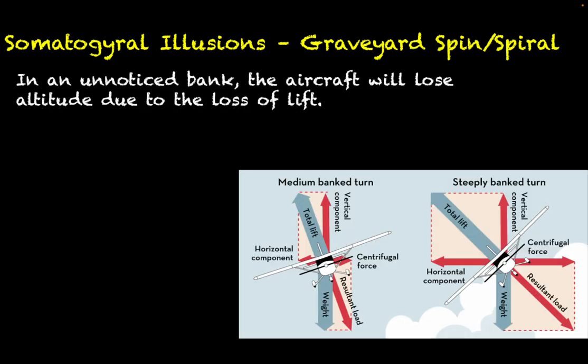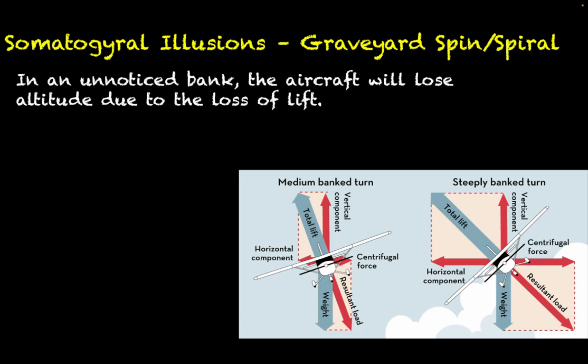Okay, so a little bit more on the graveyard spin and graveyard spiral. So in an unnoticed bank, the aircraft will lose altitude due to the loss of lift. We talked about this back in chapter 8, right? So this is why you pull up to 2 Gs in a bank turn. So a 60-degree bank turn will cause you to pull 2 Gs in the Z direction.